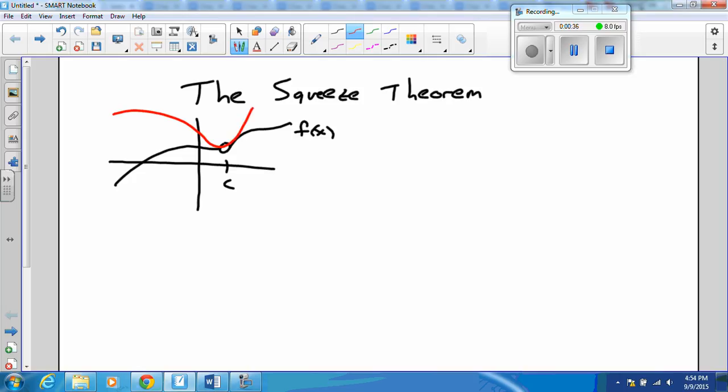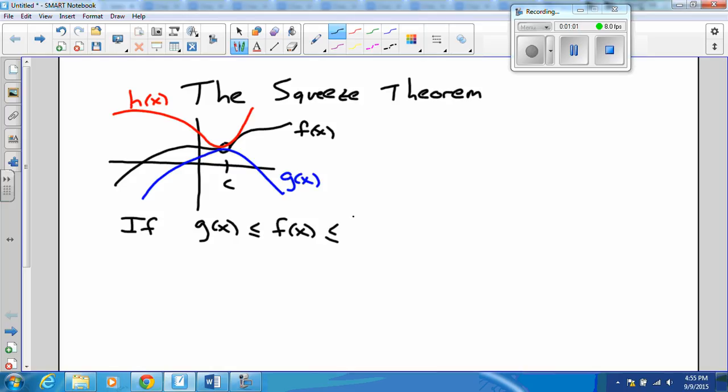One of them will be h of x, and h of x is guaranteed to be above f. We find h of x so that it is guaranteed above f. And the other will be g of x, and we find a g of x so that g of x is guaranteed to be below f as well. And so this is our first condition in the Squeeze Theorem: f is trapped between g and h.